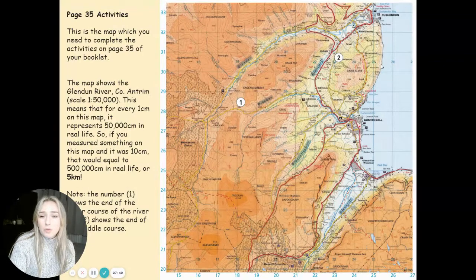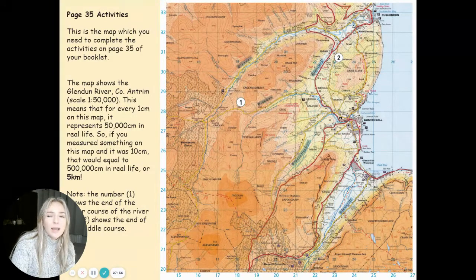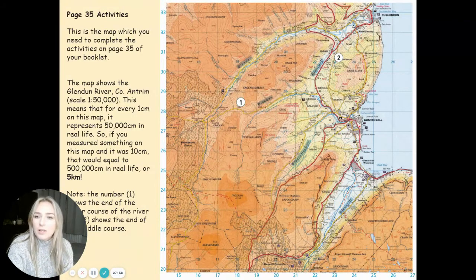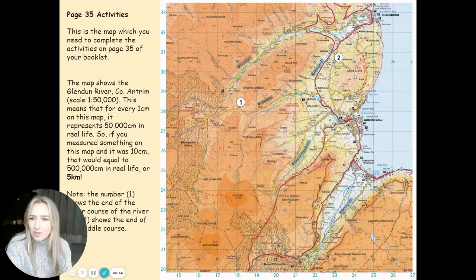You could also say that it's not accessible because there's not really any roads there. The closest road is around that way. So you could say that it's perhaps, oh look, actually you can see a path over this hill. So you could say it's quite a hilly area, and you could name that hill. It's Cross Slieve.